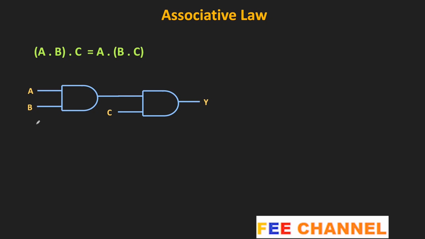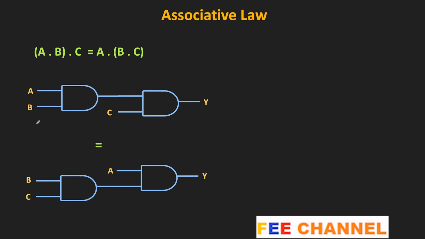Let's say A and B are ANDed first, and then the output is ANDed with C. Let's say this output is equal to Y. Now, we will get the same result if B and C are ANDed first, and then its output is ANDed with A. That means the AND operation of A and B with C is the same as the AND operation of B and C with A. And this can be proved with the help of the truth table.